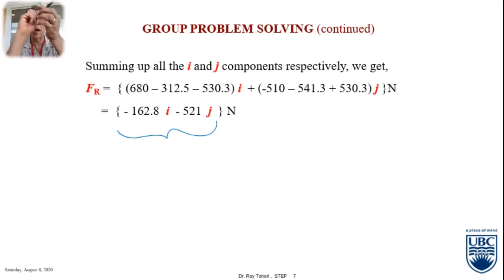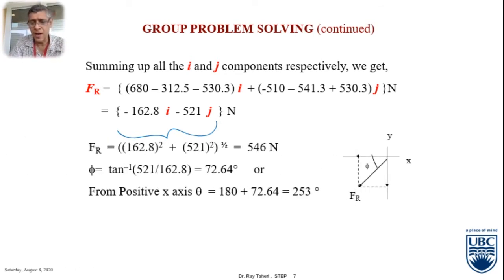Well, let's just go back. First quadrant, both of them are positive. Second quadrant, x is negative, y is positive. Third quadrant, both of them are negative. Fourth quadrant, x is positive, y is negative. So we are in the third quadrant.